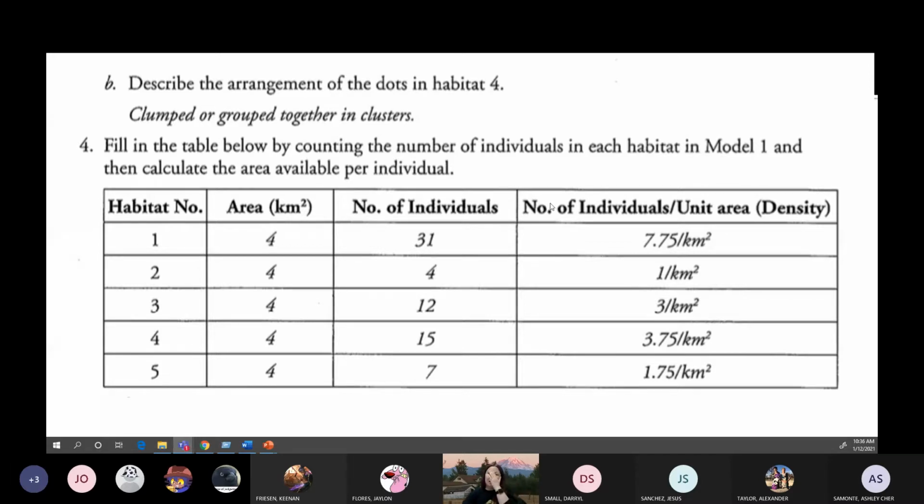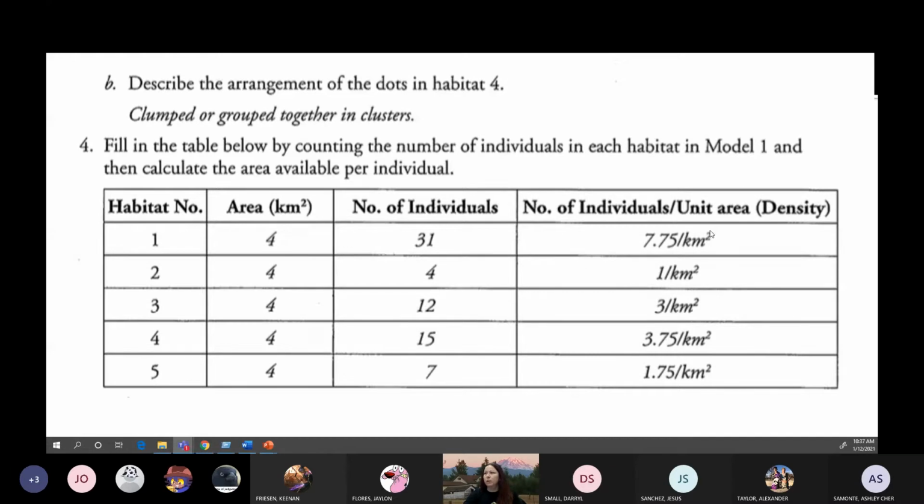So this one, fill in the table below, counting the number of individuals in each habitat. So like habitat number 1 was amassed with a whole bunch of dots, and they all had the same square area. So it was almost like a pasture, right? So then we get into population density.